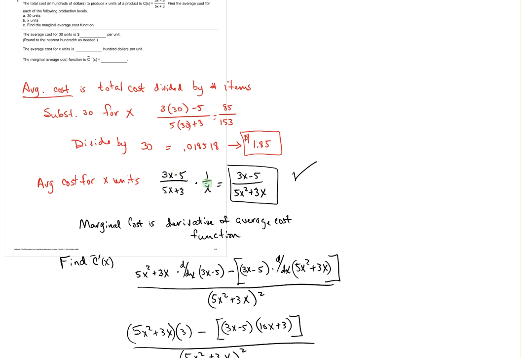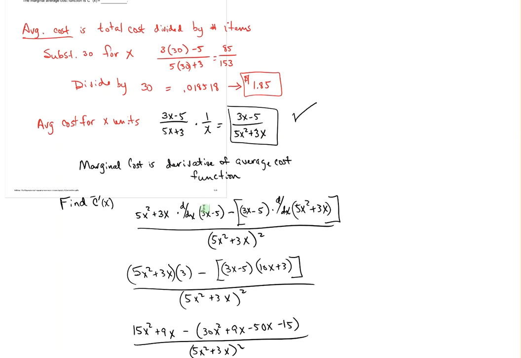Well, dividing by x is the same as multiplying by 1 over x. That makes it easier for this one. So that becomes that. And here we're multiplying 1 over x times both of those terms. This is the answer. That was pretty easy. Now the marginal cost is the derivative of the average cost function. So this guy here, we have to take the derivative of. And we're not doing it at a particular number, so we can't do it on the calculator.